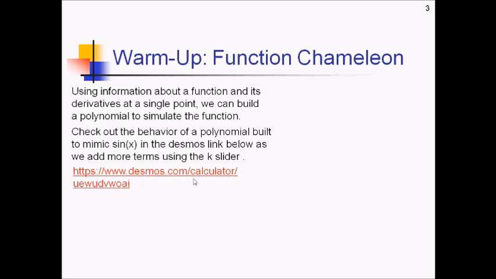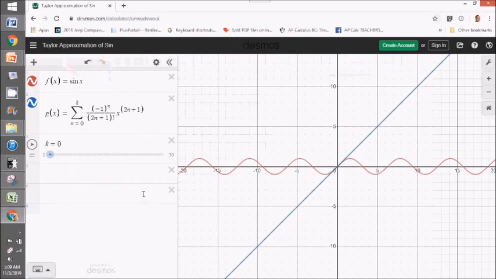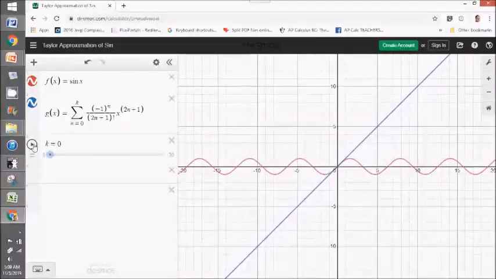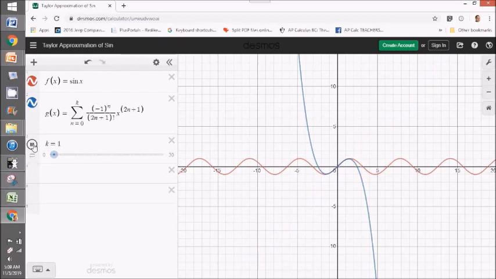And to do this, you just have to move the K slider around and watch the fun. So here's the screen that link should take you to, and I'm just going to press play on my K slider here. So I'm just adding more and more terms to this series, this polynomial series that simulates the sine function. And this is what happens to my blue function, my polynomial, as I add more and more terms. It looks like it's more and more resembling the sine function that it was based off of.